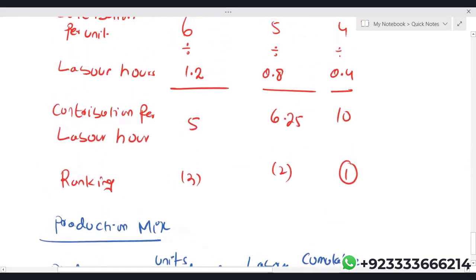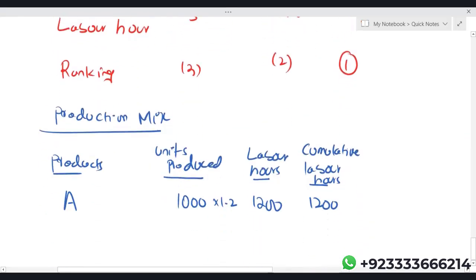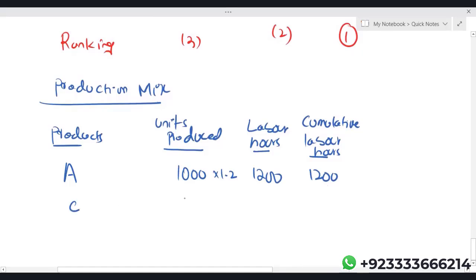Now let's go for C and fulfill the maximum demand of C. The maximum demand of C is 6,000 units, and 1 unit of C requires 0.4 labor hours. So 6,000 multiplied by 0.4, we get 2,400 hours. 1,200 we have already used to produce 1,000 units of A plus 2,400. So cumulative will become 3,600.